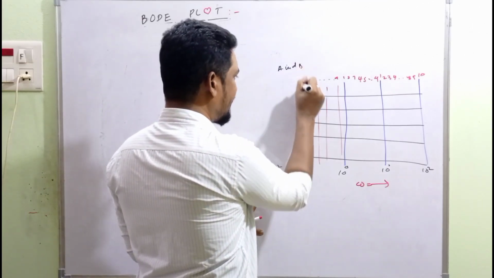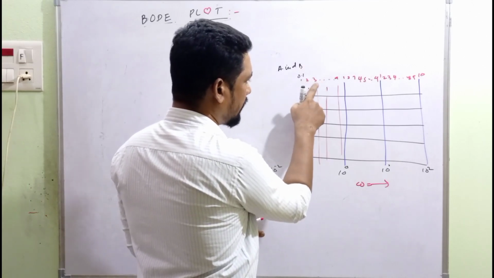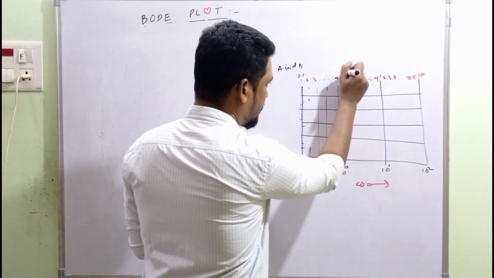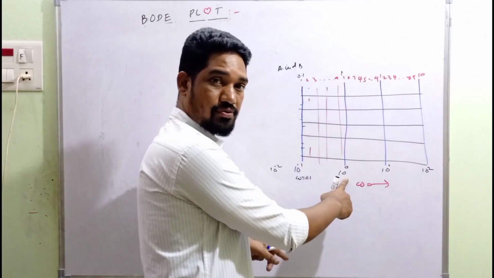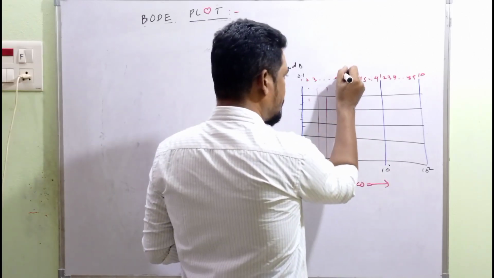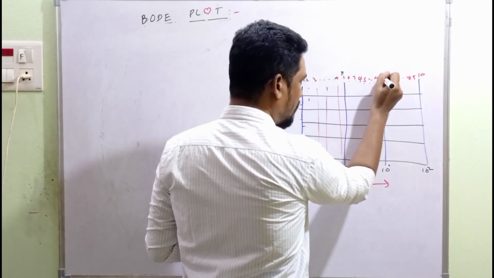Now this highlighted line will be 0.1, okay? Now this will be 0.2, 0.3, 0.4 ... 0.9, and 1. Can you see this? This will become 1. 10⁰, anything raised to 0, that will be 1. So here we have 1, okay? If this is 1, this will be 2, 3, 4 ... 9, and 10. This bold line will be 10.